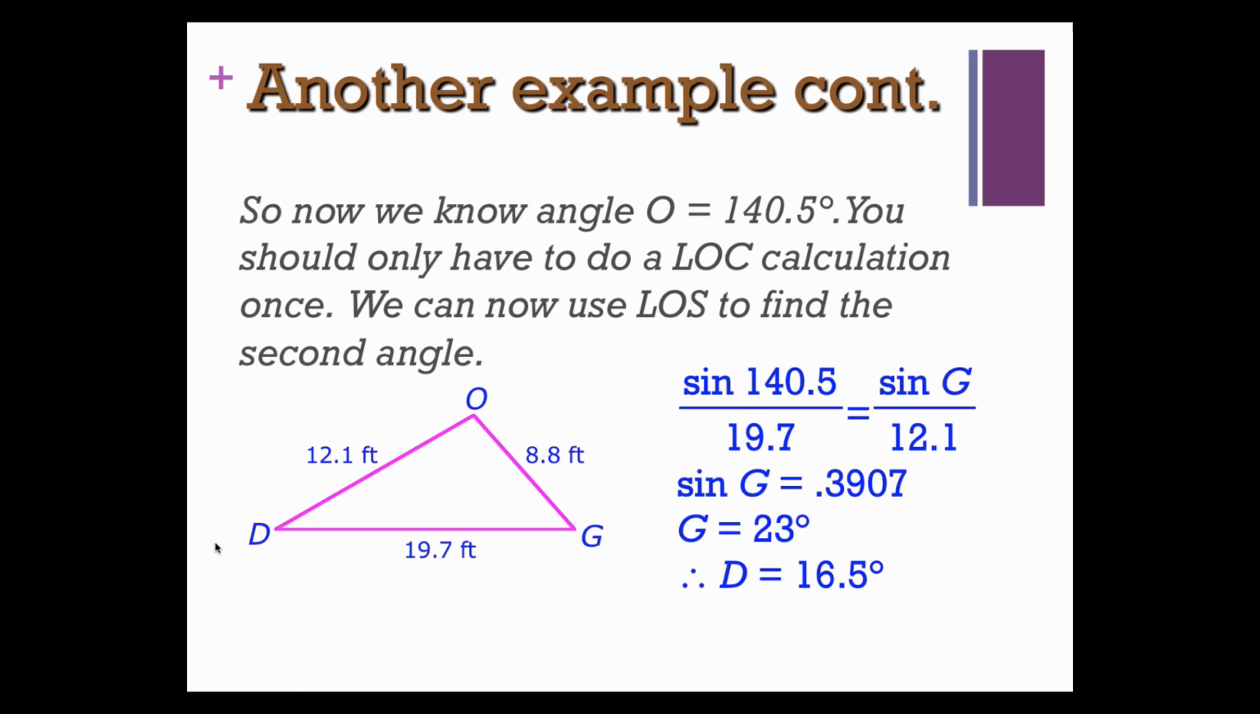Where'd the 16.5 come from? What kind of magic, what kind of evil devil work did I use there? Alyssa? We're just subtracting 140.5 and 23 from 180. Yeah, also known as a triangle sum. Correct.